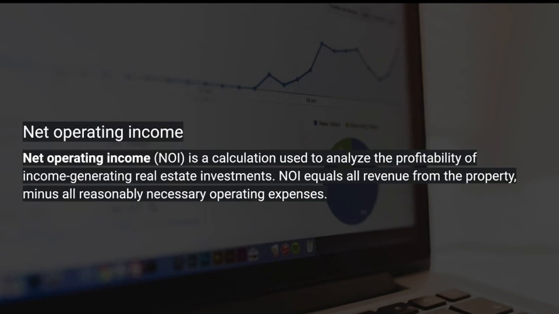Another one that you may or may not see depending on your level is your NOI, which stands for net operating income. It's a calculation that is really used to analyze the profitability of your income generating asset, your real estate investments. It equals all revenue from the property minus all reasonably necessary operating expenses.